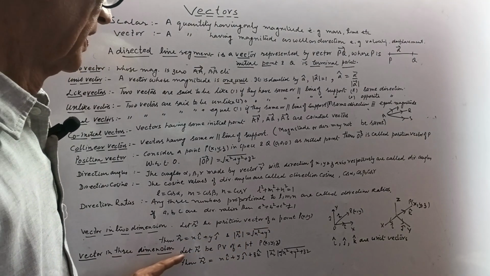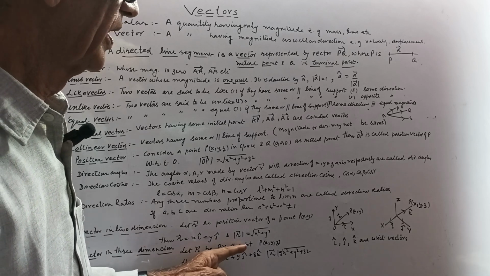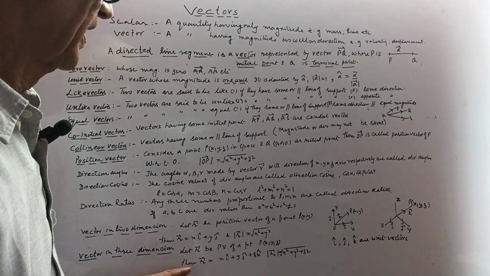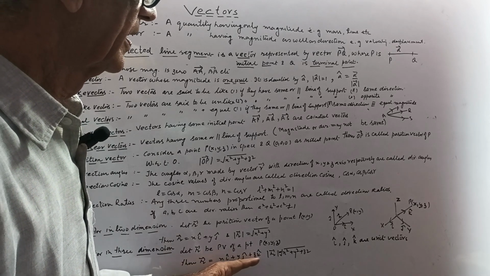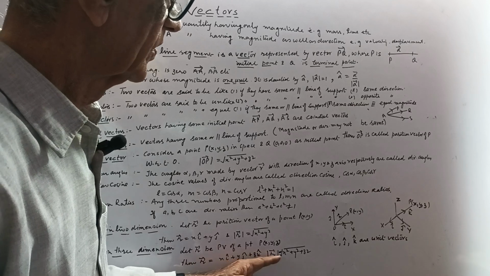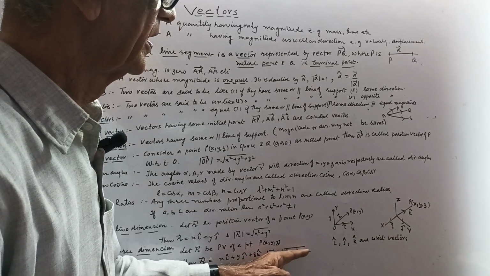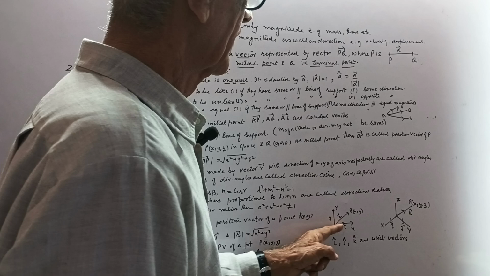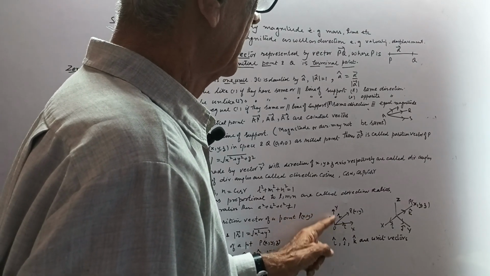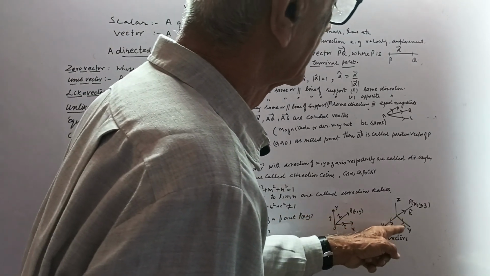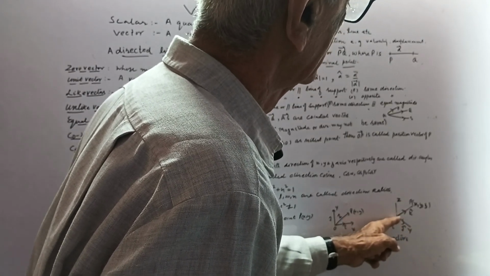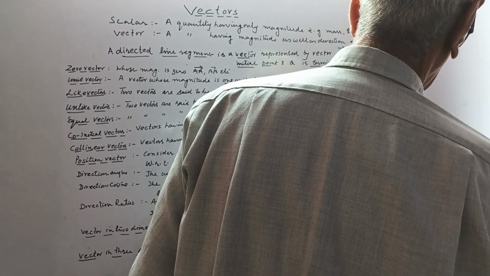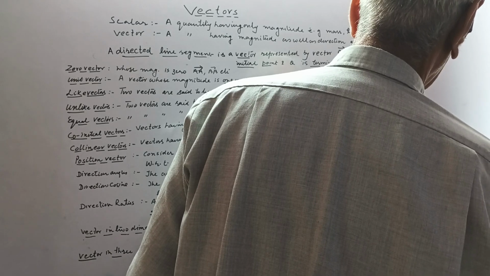Vector in three dimensions. Let R vector be the position vector of a point P (X, Y, Z). Then R vector is equal to X I cap plus Y J cap plus Z K cap. R vector mod is equal to the square root of X square plus Y square plus Z square. Here I is the unit vector along X axis, J is the unit vector along Y axis, and K cap is the unit vector along Z axis.